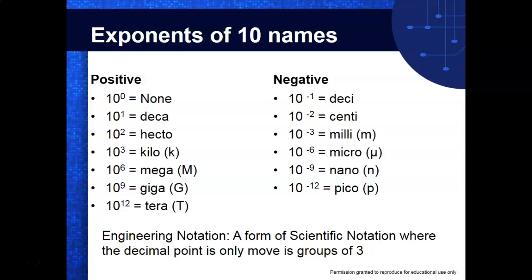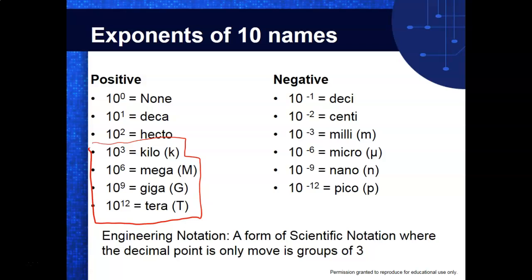Exponents and names. Times 10 to the 0 has no name. Times 10 to the first, we call it deca. Times 10 to the second is hecta. Times 10 to the third is kilo. Times 10 to the sixth, now they've jumped over some, is mega. Times 10 to the ninth is giga. And times 10 to the 12th is tera. In electronics, we're going to deal with what we call engineering notation.